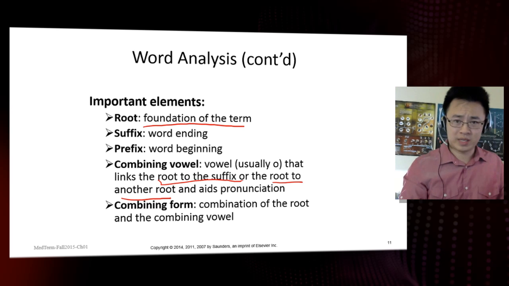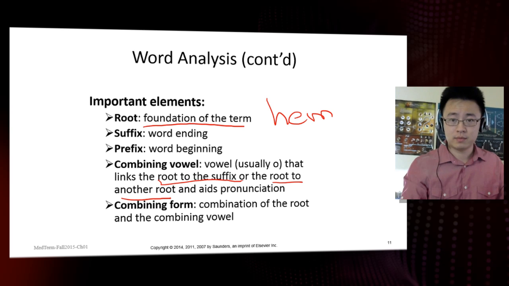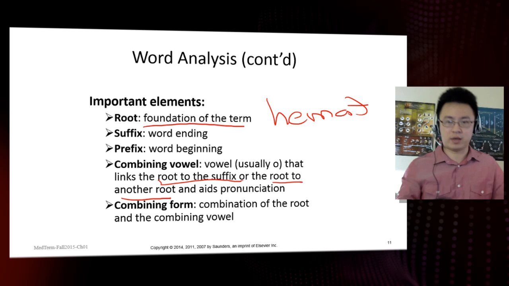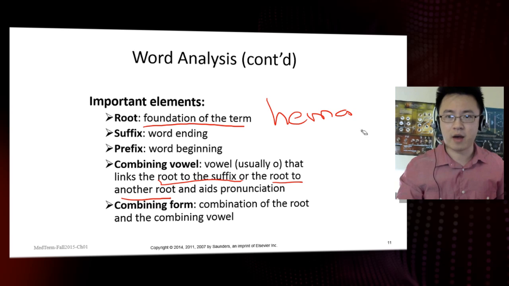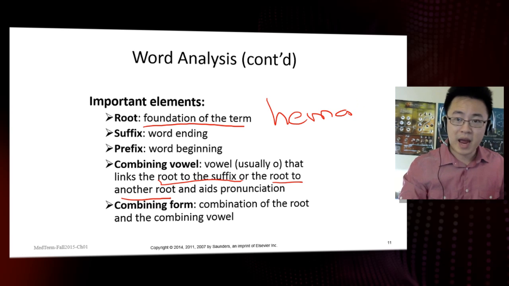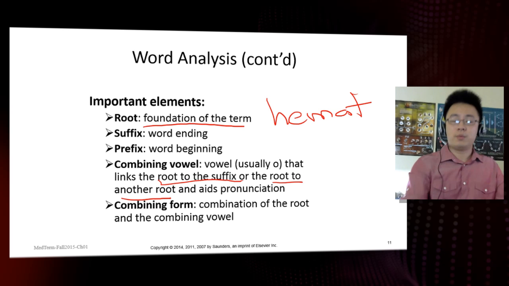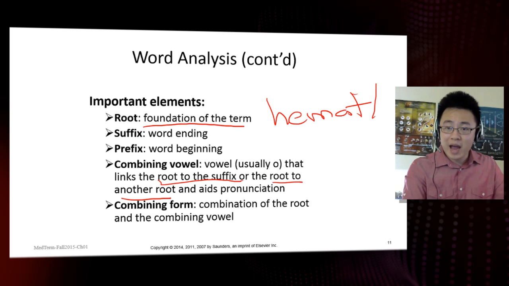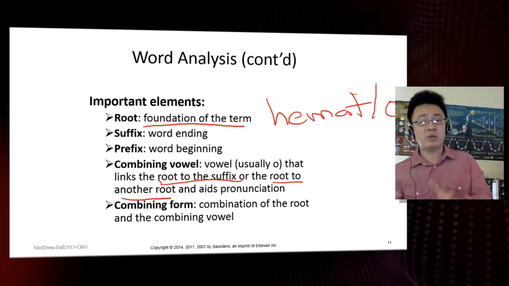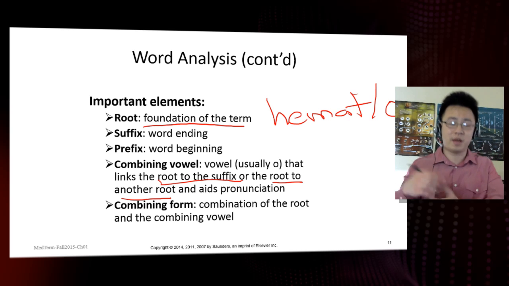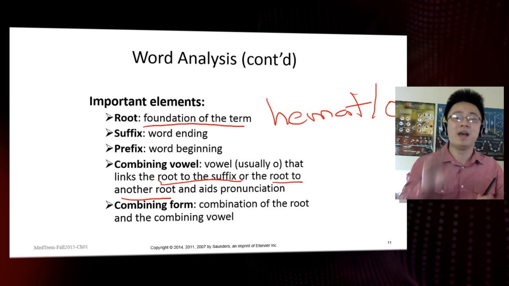Like, for example, hemat. Hemat here would be considered the root, but if you add it with the combining vowel, it would be considered the combining form. Okay, so keep that in mind when you're studying this.